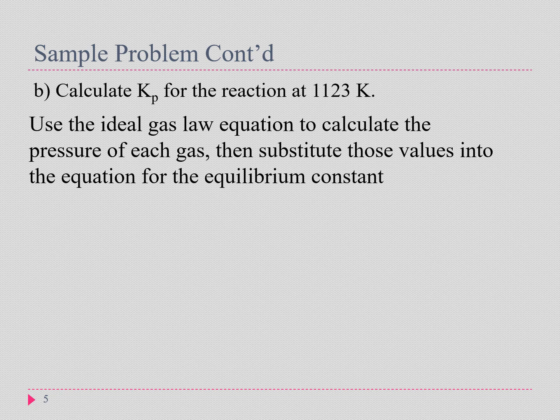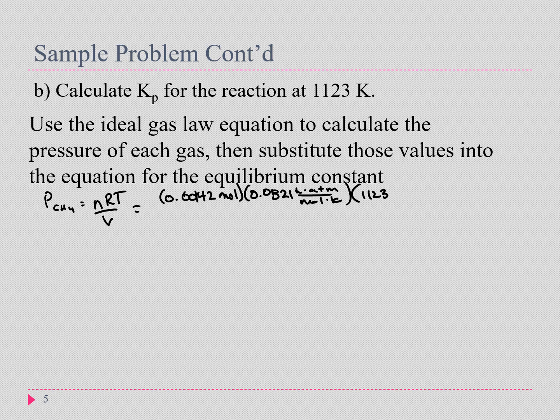Let's do the partial pressure first of our ammonia, which is equal to nRT over V. And so let's plug in the values that we have here, which is 0.00142 moles times our 0.0821 liter atmospheres per mole Kelvin. And our temperature in this case was 1123 Kelvin. And we have a 1 liter volume. So we end up with 0.131 atmospheres.